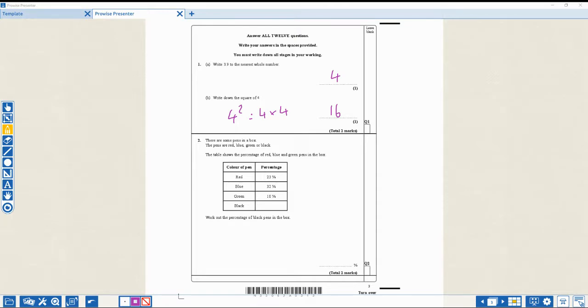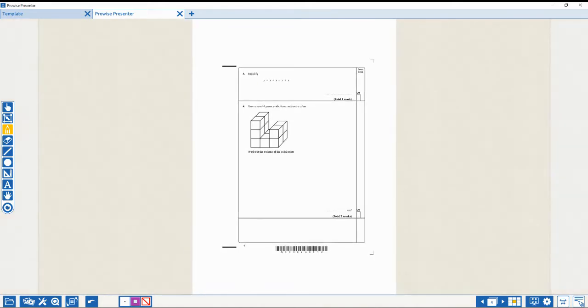Question 2, you're given some percentages of different coloured pens in a box. If you add up the ones that we've got already, they add up to 65%. And we know that everything together should be 100%. So if we do 100, take away 65, that leaves 35%, which must be black. So 35% must be black. All these then add up to 100. So our final answer there is 35%. Moving on, next question.